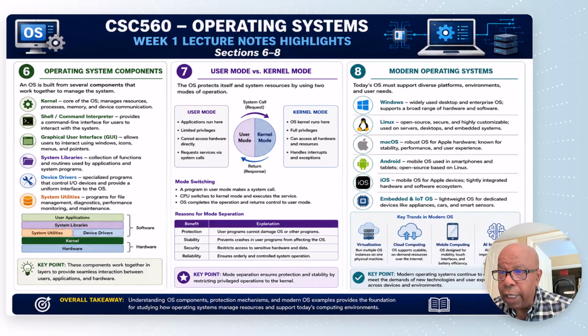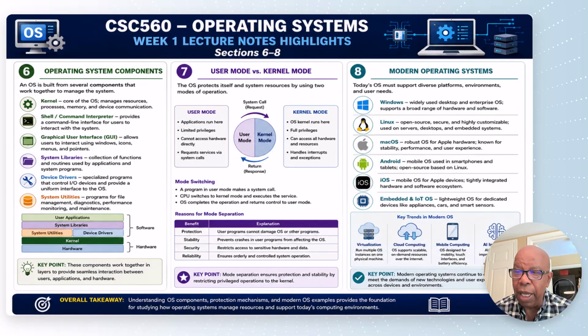Okay, the next thing, operating system components. What are the pieces? What are the components of an operating system? The operating system is built on several components. We have the kernel. The kernel is the core of the operating system, managing resources, processes, memory, and device communication. Without the kernel, nothing works.